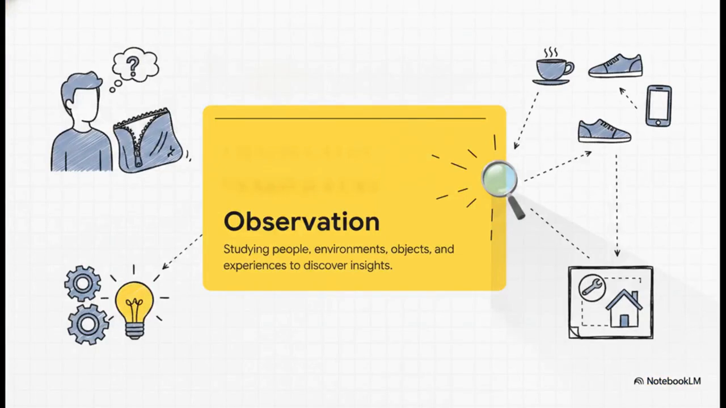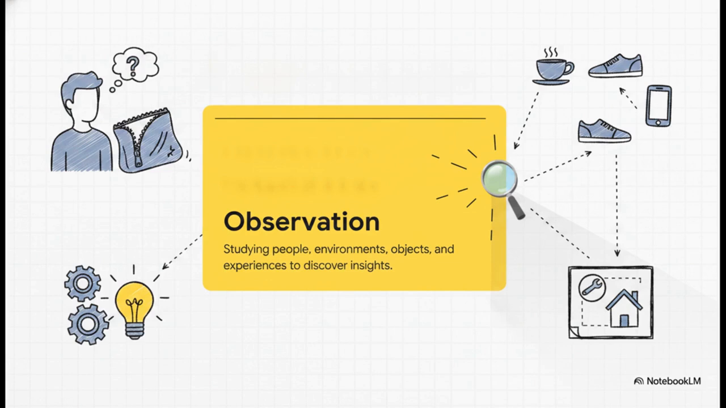You see, many design problems are practically invisible to us. Why? Because we humans are just so incredibly good at surviving and adapting. We get completely used to inconveniences without even realizing they are inconveniences anymore. Observation is how we uncover them. It's the process of carefully studying people, environments, objects, and experiences to discover real insights.